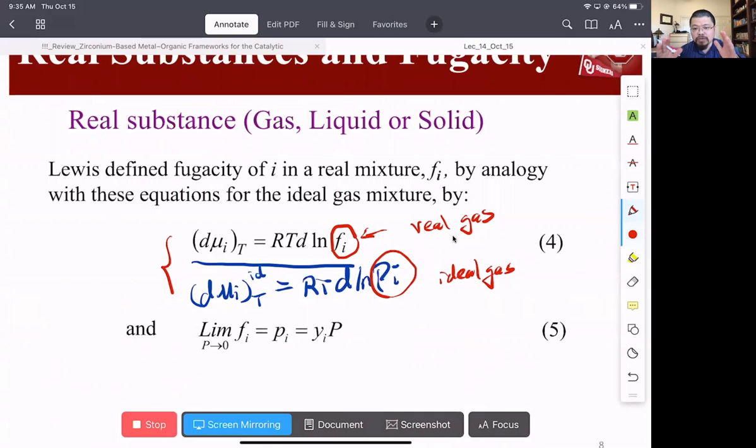So we somehow solve this puzzle for now, but now we need to look at how we calculate the fugacity, the newly introduced fugacity.